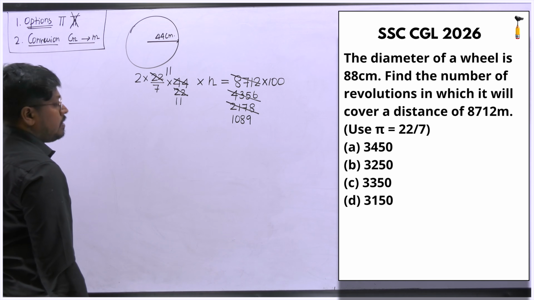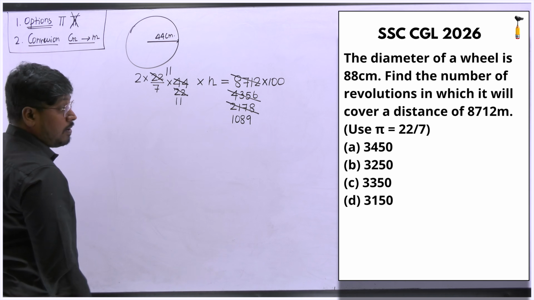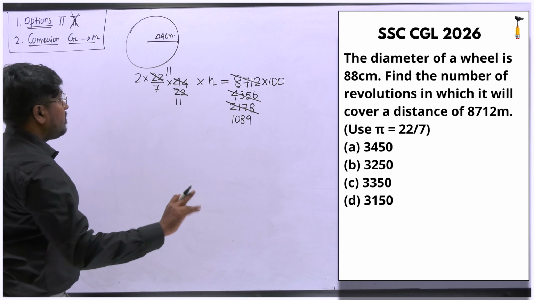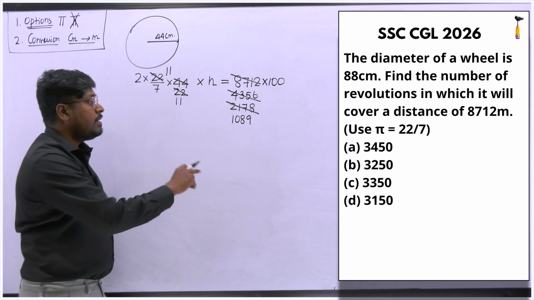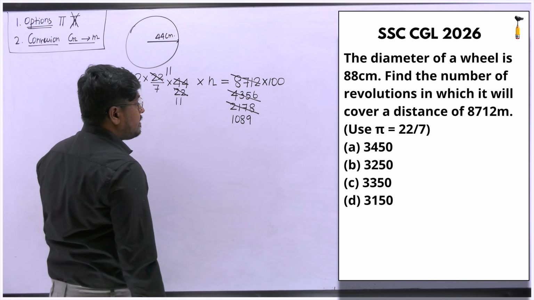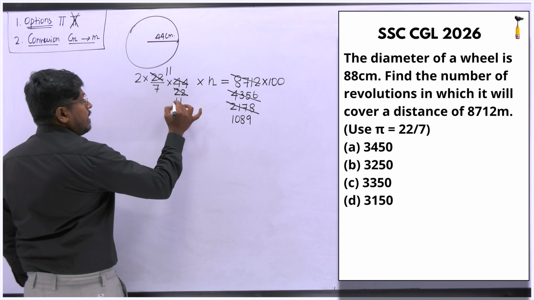Let me try to look at the options. None of the values are in a decimal point. That means I think all the values will be getting cancelled here. So I think we can directly go with 11 table.